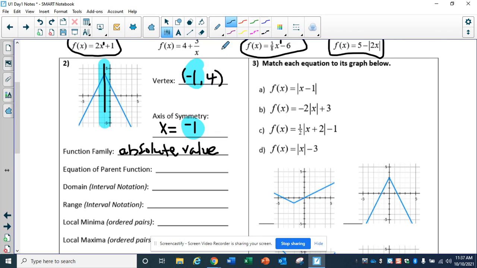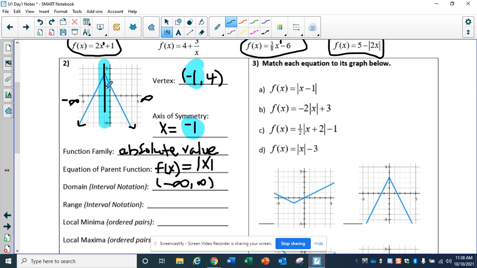Now the equation of the parent function is going to be f of x, because that's our function notation. That just means y equals, but we'll say f of x equals the absolute value, which is the up and down straight line, of x. How far is this number from 0? Domain is left to right. So this goes forever to the left and it goes forever to the right. So the domain is going to be -infinity to +infinity, because it's at this angle, so it's going left and right forever.